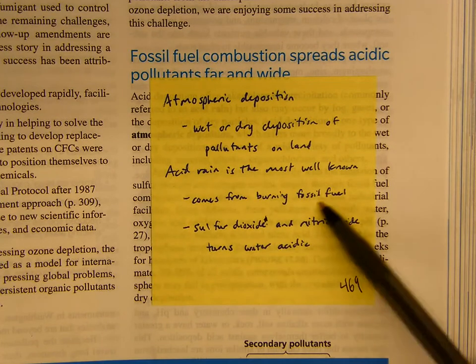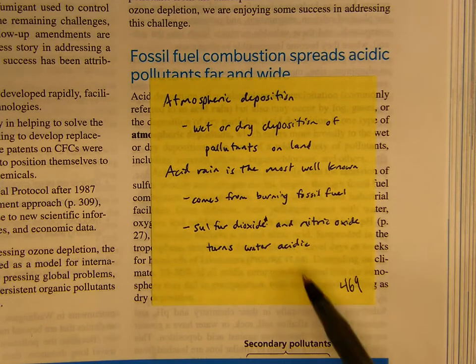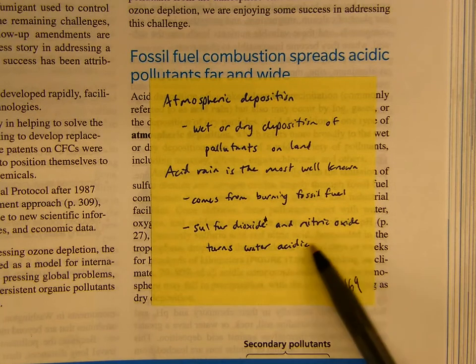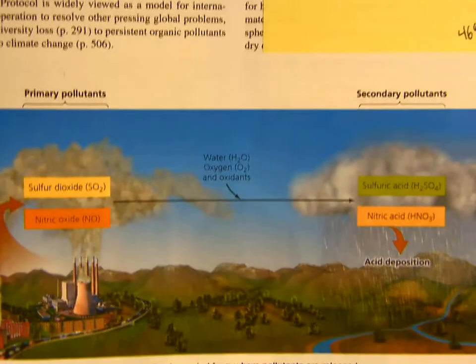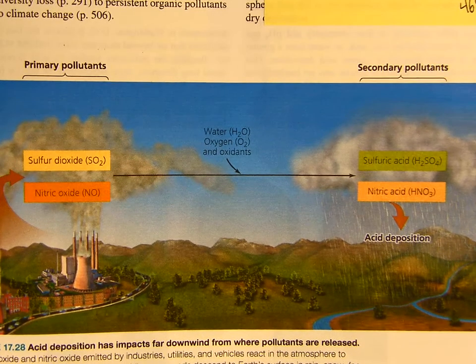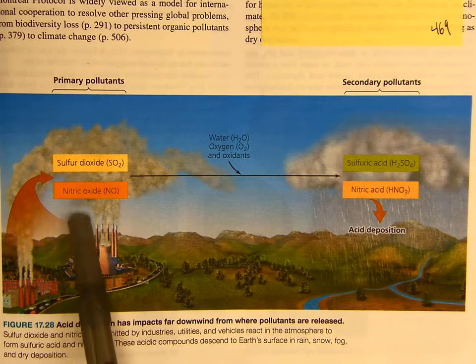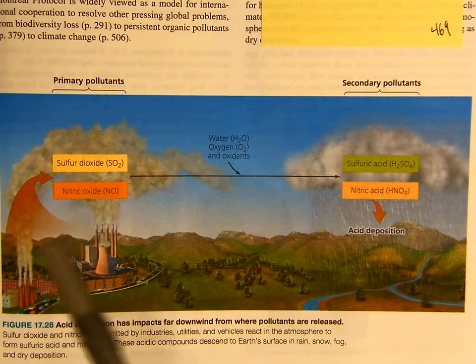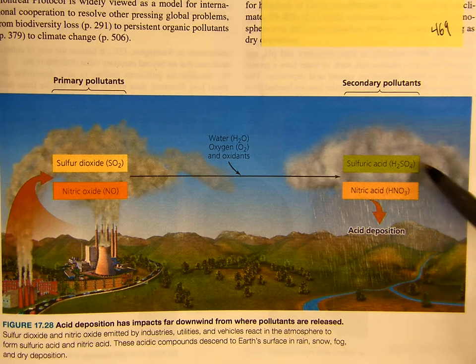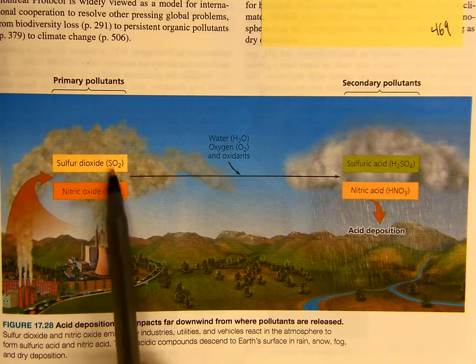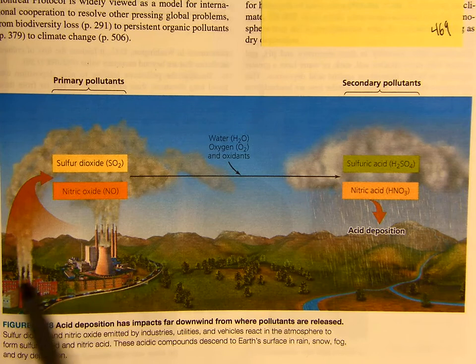And it comes from burning fossil fuels, which we've talked about before. Now the sulfur dioxide and the nitrous oxide from factories and from cars, they turn the water acidic. So this picture on the bottom here, 17.28, I like this picture a lot because it talks about the primary and secondary pollutants, which we've discussed, and it shows how the pollution from a city can hurt the rural areas far away. So you can see sulfur dioxide, nitrous oxide, factories and cars are pushing this whole stuff out.